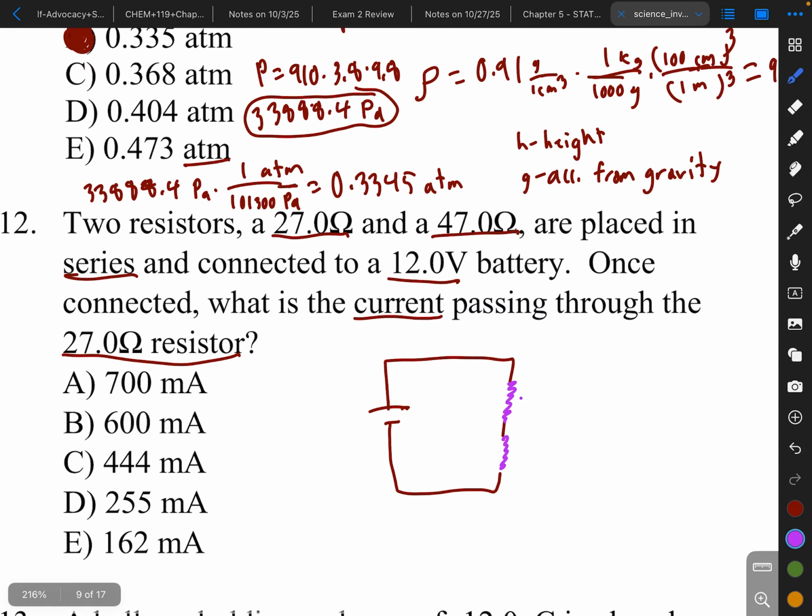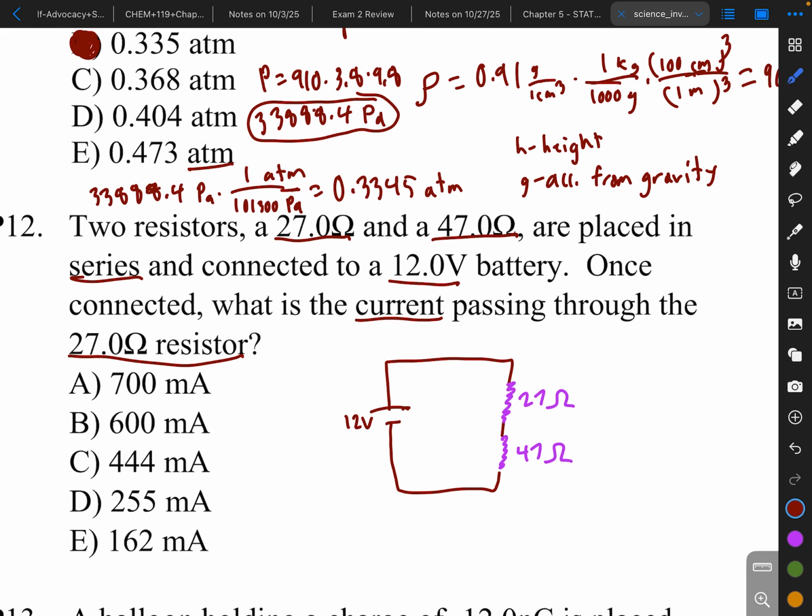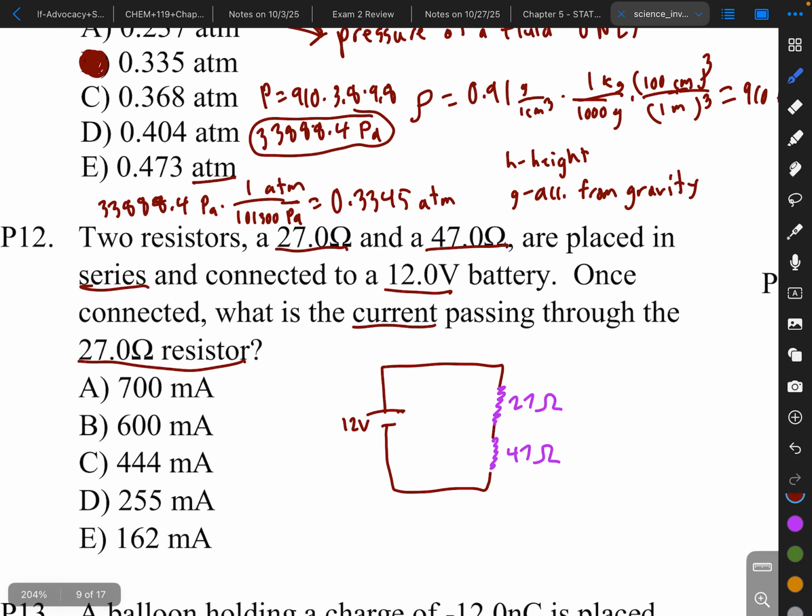So you have one resistor that is 27 ohms and one resistor that is 47 ohms. This is a 12 volt source. In a series circuit, all the electrons in the circuit are going through the same path. There's no alternate pathway these electrons can take.